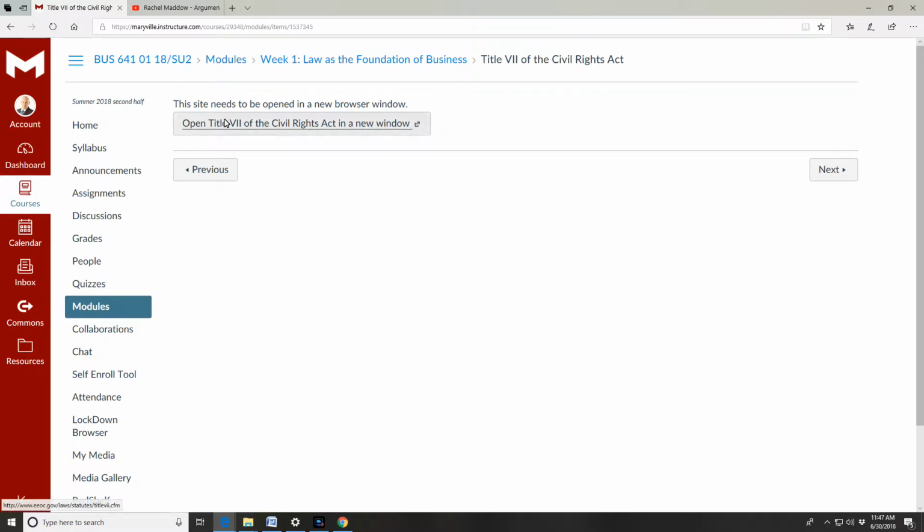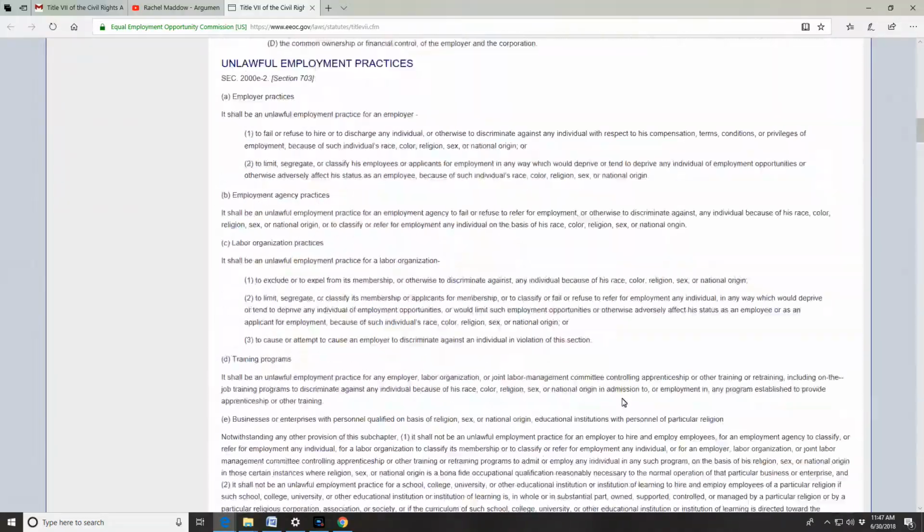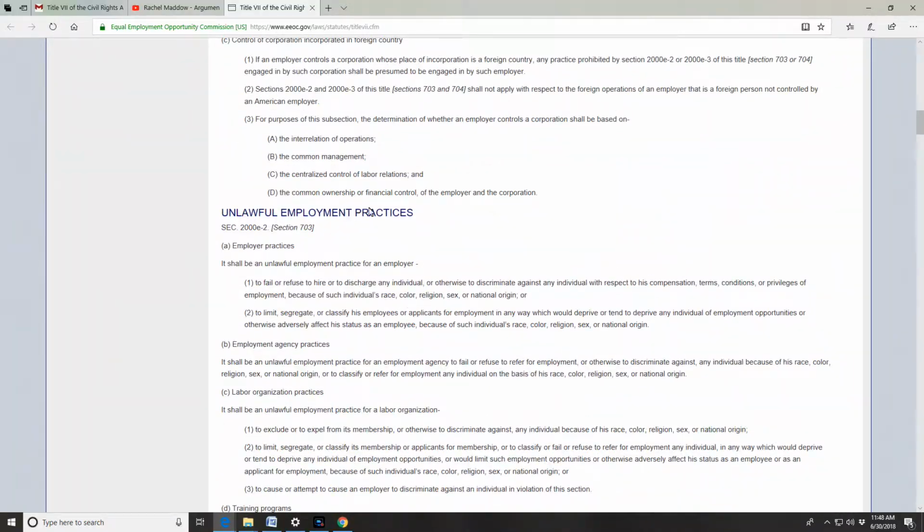I do want you to read Title VII of the Civil Rights Act. I don't want you to read all of it. In the assignment, I actually detail a very specific section, but if you click, it'll open up to the Equal Rights Act, and we are going to be able to scroll down just a bit to the section you're looking for. So this is going to be talking about unlawful employment practices. Specifically, I just wanted you to read Section 7.